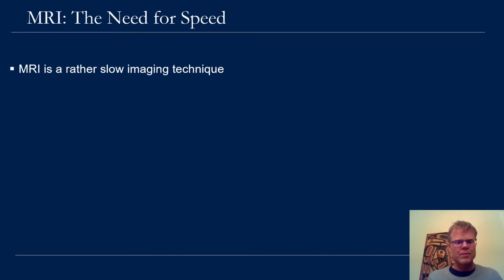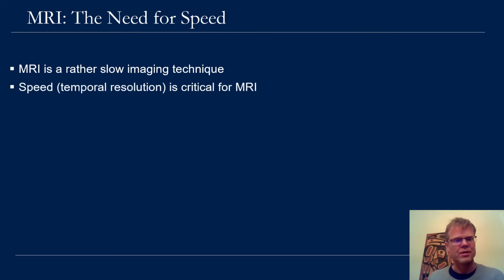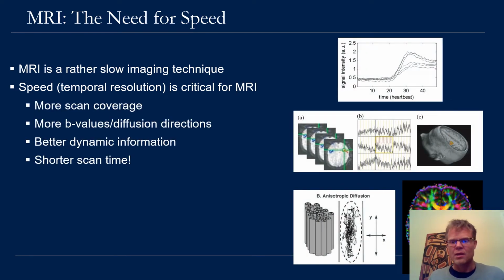Okay, so back to the fundamental concept of MRI: compared to a lot of other imaging modalities such as ultrasound or CT, it's a rather slow imaging technique, and one of the main limitations is the speed, or temporal resolution. If we can speed up the scans, we can get more scan coverage of larger volumes, and like in diffusion imaging, we can get more b-values. We can capture dynamic information like heart motion or contrast agent kinetics, and ultimately keep the subject in the scanner for less time too.